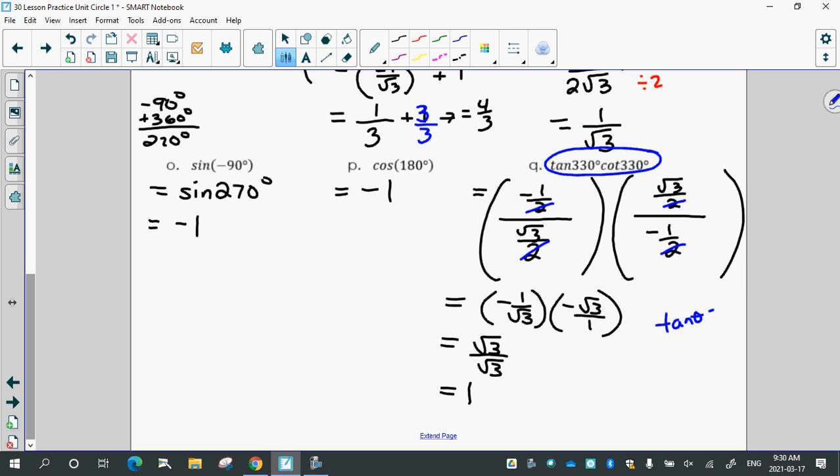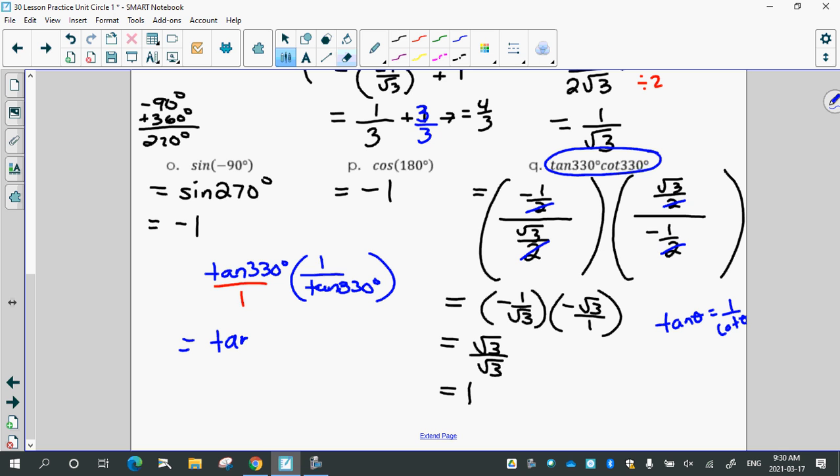From identities, the tan is 1 over the cotan. So if I had rewritten this as tan of 330 times 1 over tan of 330 using the identity, if I multiply these together without even figuring out the tan, I would get tan of 330 over tan of 330. Anything divided by itself is 1. Okay, so it makes sense for the answer to be 1. We can work it out. But because tan and cotan are reciprocal and we're talking about the same angle, that only works if you're talking about the same angle. You should get the answer one. Okay? All right.